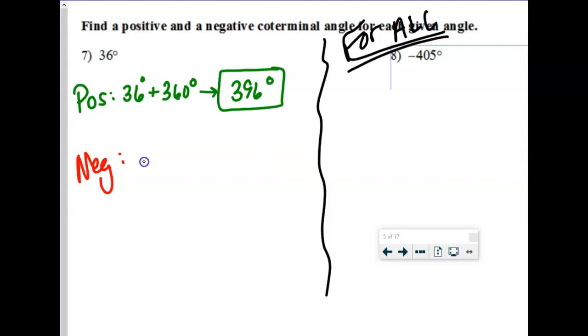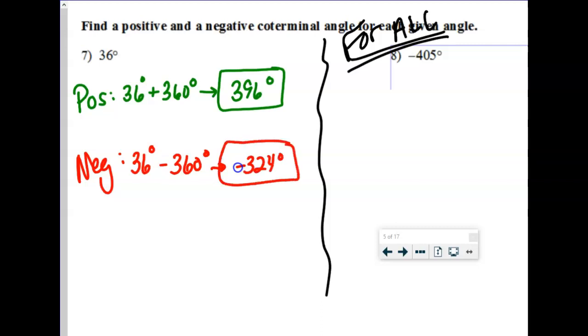Okay, what about negative? I want to go the other direction, so now I'm going to subtract a rotation. So you still start with 36, and then you're going to subtract a rotation. It has to go in that order, huh? So what is that, negative 324 degrees? Again, you could keep going, but we're not going to. We're just going to stop there.